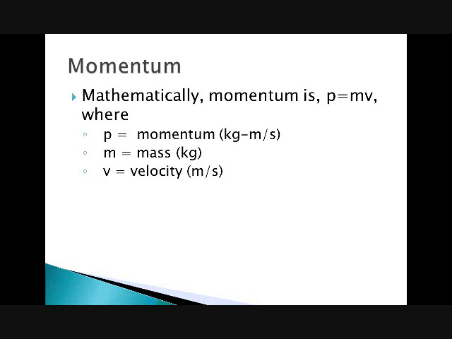Mathematically, momentum is a pretty simple calculation. Momentum, p, is equal to mass times velocity. Mass is in units of kilograms. Velocity is in meters per second. Our unit for momentum is kind of a strange unit. It's kilograms meters per second.